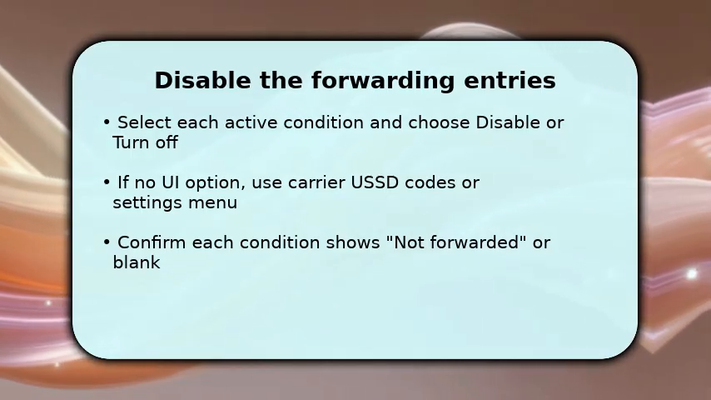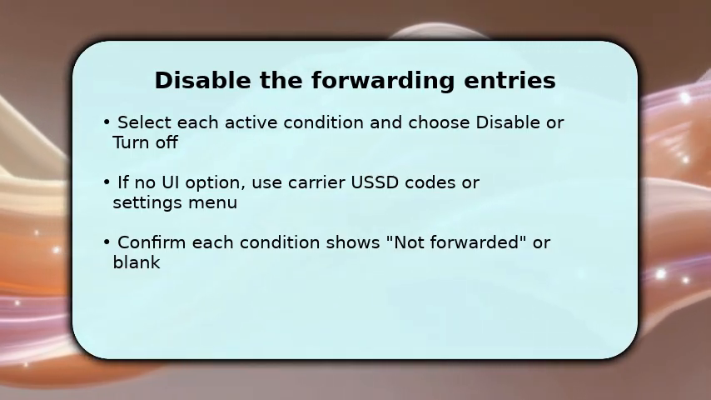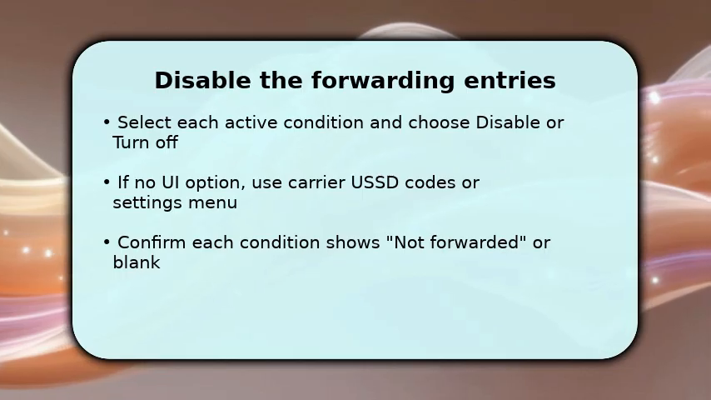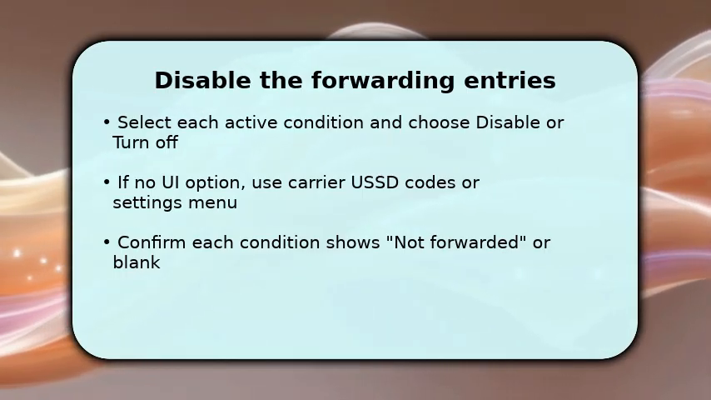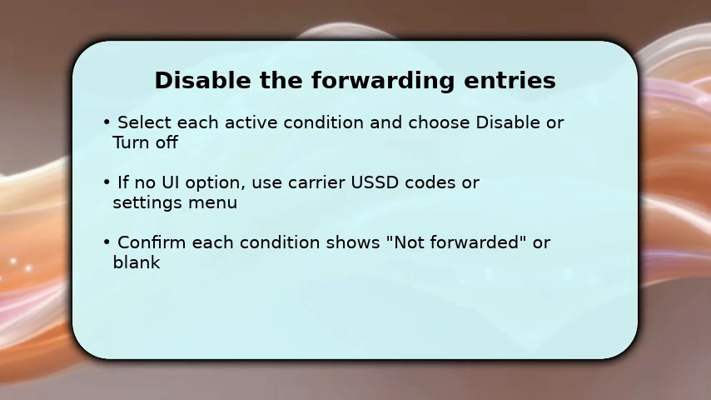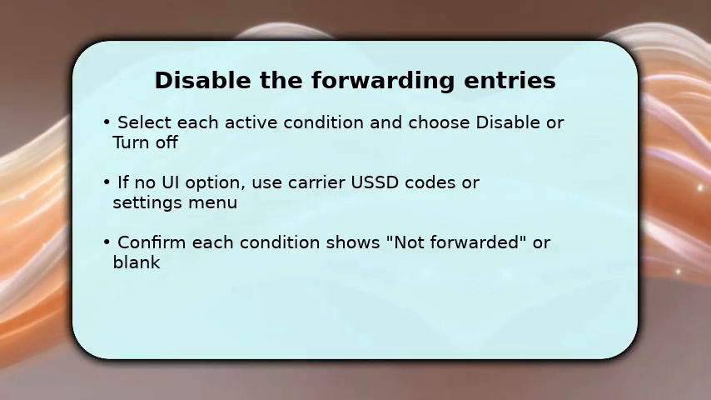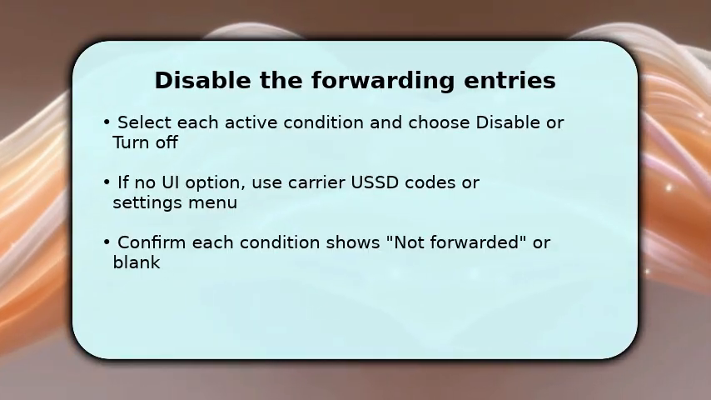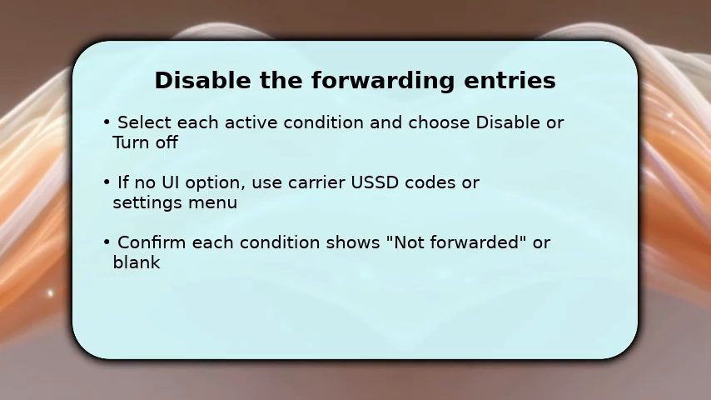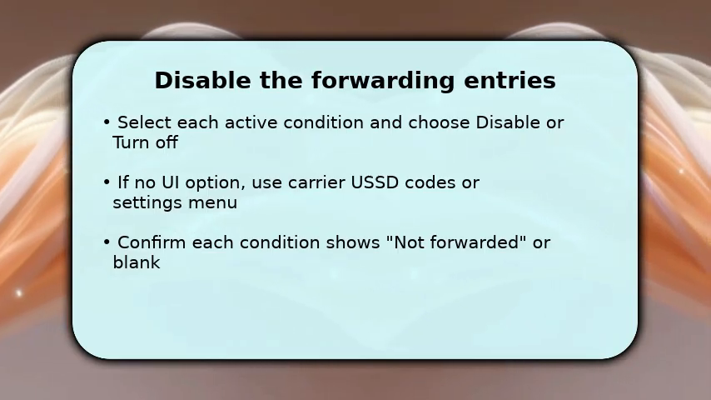If your phone lacks direct UI controls, dial your carrier's conditional forwarding USSD codes. For example, deactivate No Answer with the carrier code or use the carrier app. Make sure you perform this for Busy, No Answer, and Unreachable individually, because toggling one does not always clear the others. Once cleared, recheck the list to confirm changes.